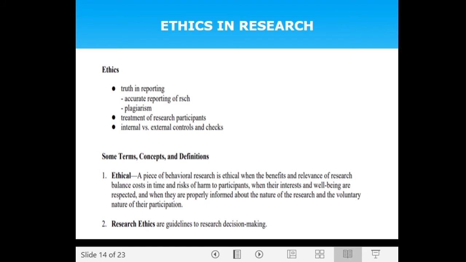Ethics. This is an important topic in the first module. The meaning of ethics is truth in reporting. According to a dictionary meaning, it is truth in reporting, and treatment of research participants in terms of ethics. So when you come to ethics, normally it is a code of conduct.